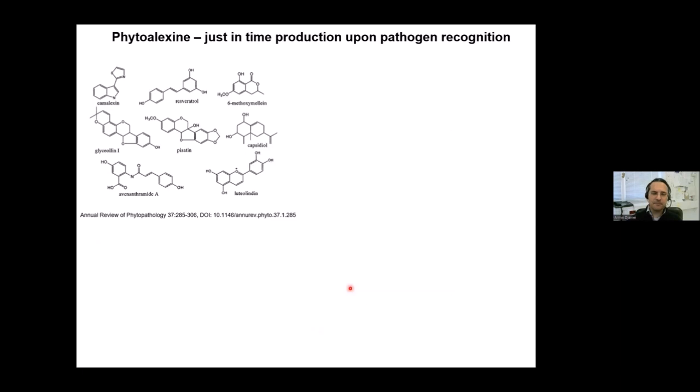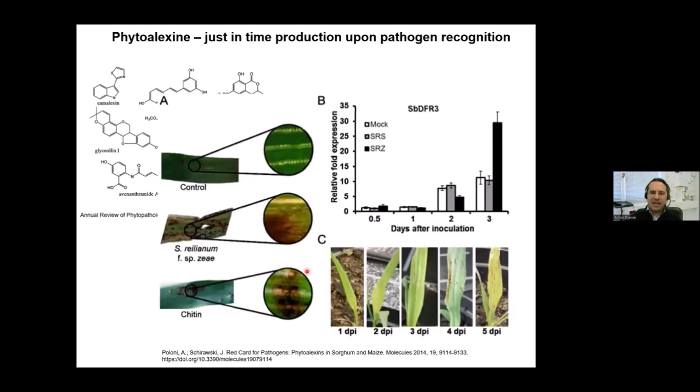Looking at the phytoalexins, these are these antimicrobial compounds which get produced in time. There's just one example here. We have sorghum as a control plant. Here you see nicely green, no colors appearing. But if you infect sorghum with Sporisorium reilianum, then you basically see an accumulation of, in this case, a deoxyanthocyanidin. And this is a phytoalexin, which prevents further spreading. And you see the very same reaction if you just trigger it by adding chitin, which is a component of the cell wall of the fungus.